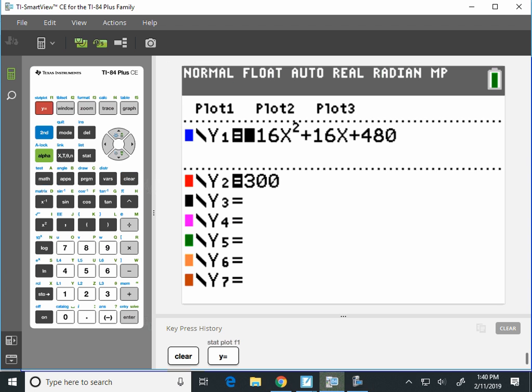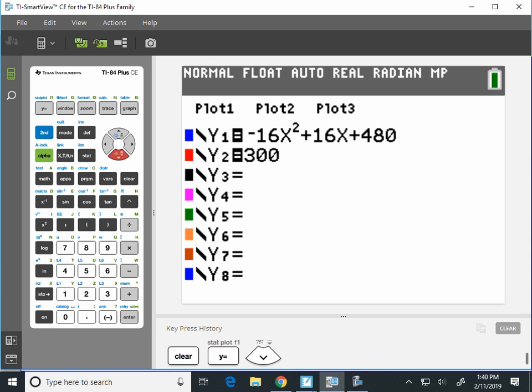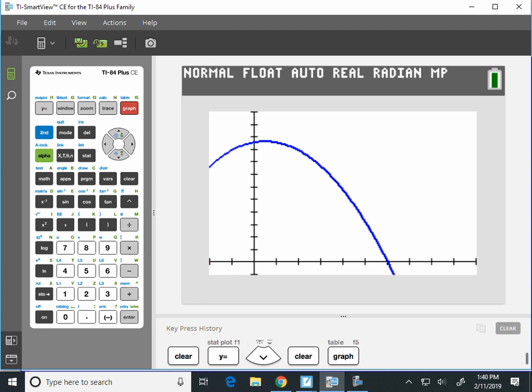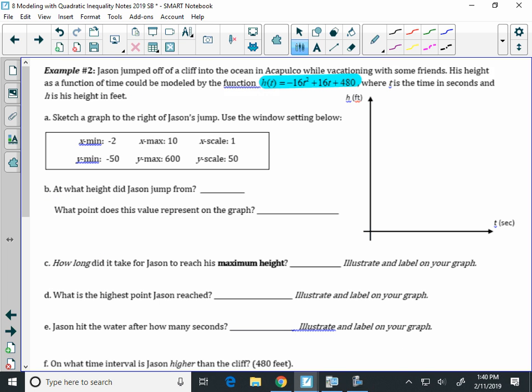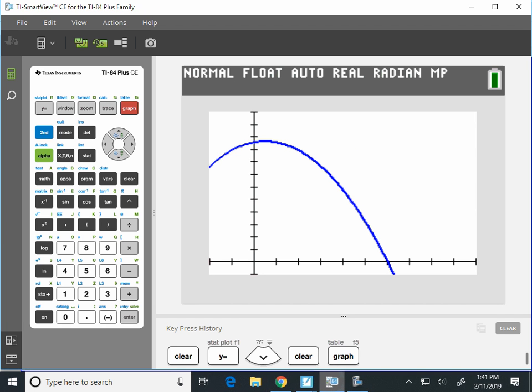I already have it graphed there. Perfect. So it should look like that when you're done. And when you're done with that, you can graph it then right there. I'm trying to save you some time by giving you the window settings here.